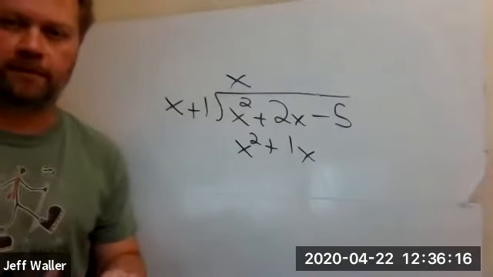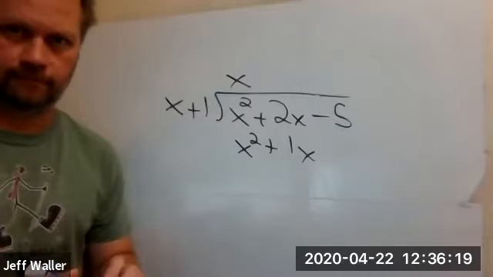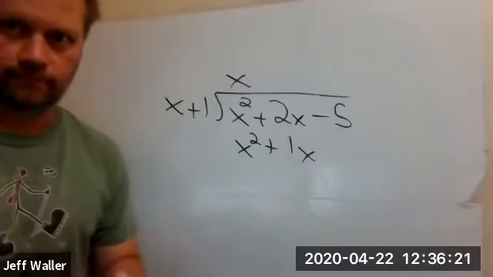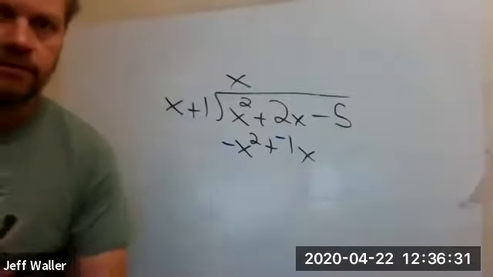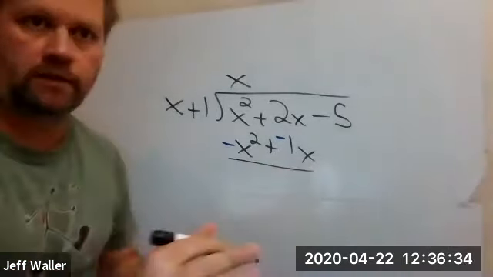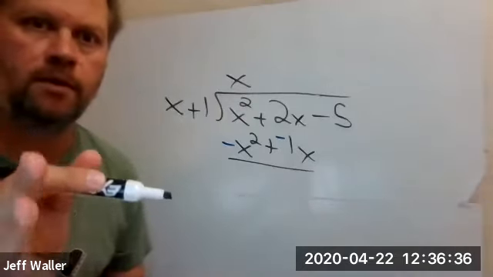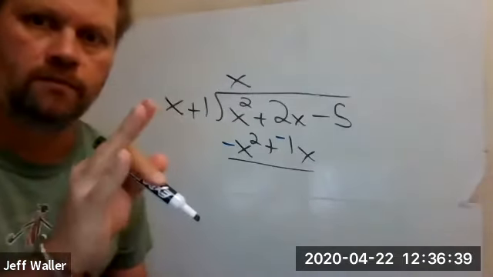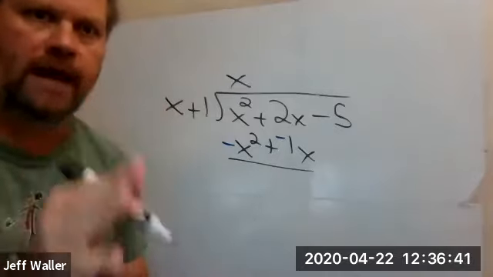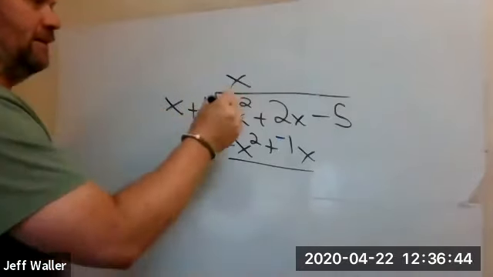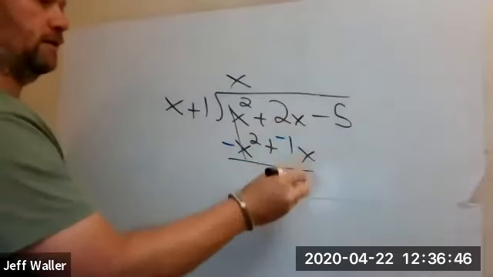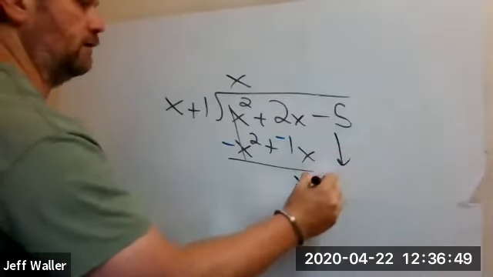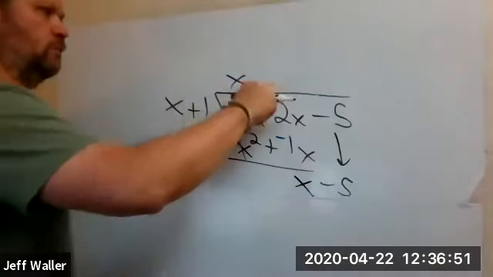What do I do now? Subtract. So change the sign. Subtract. I like it. Every step we've taken so far has been the exact same step for long division of numbers. They are the exact same steps. These cancel. 2x minus x is x. Bring down the minus 5. X times what is x?